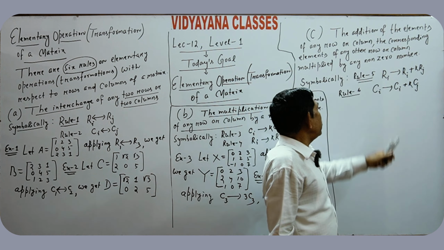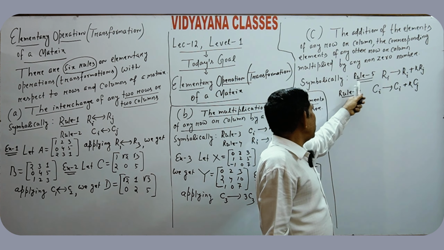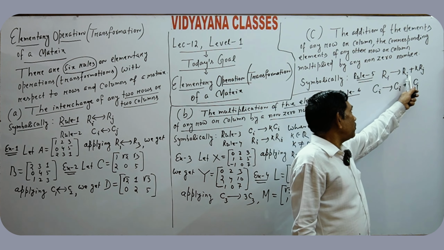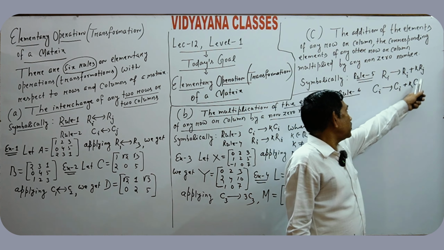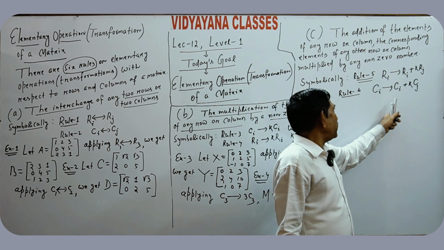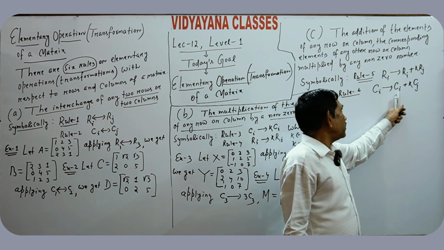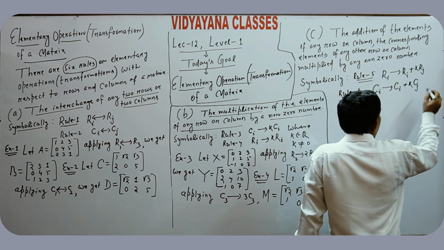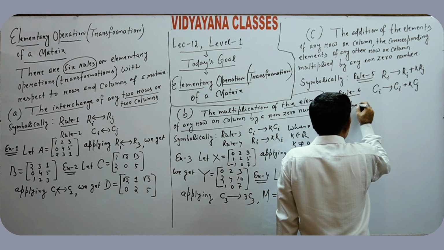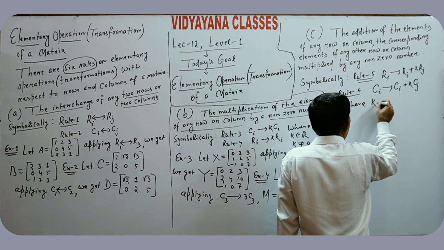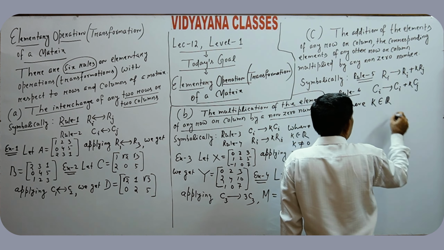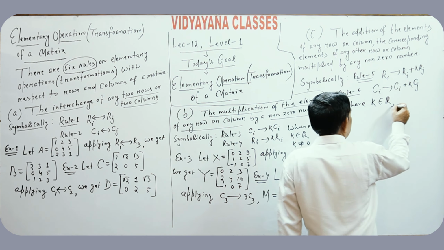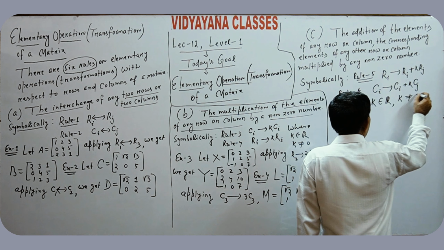The given statement mathematically or symbolically it is written as ith row can be replaced by ith row plus k times of jth row. Ith column is replaced by ith column plus k times of jth column, where k belongs to R, that means set of real numbers, and k not equal to 0.